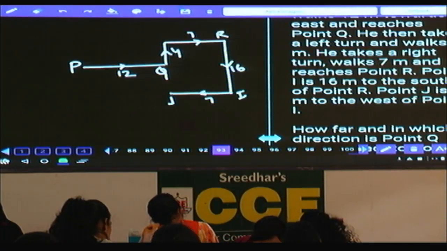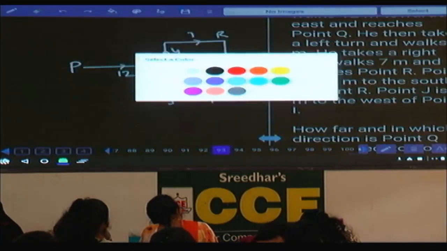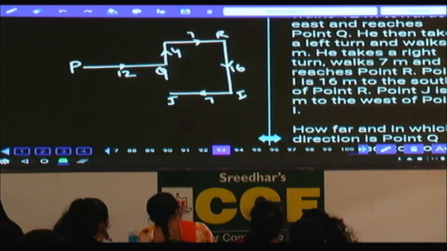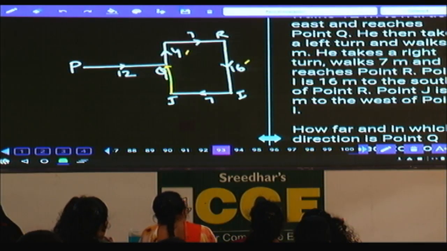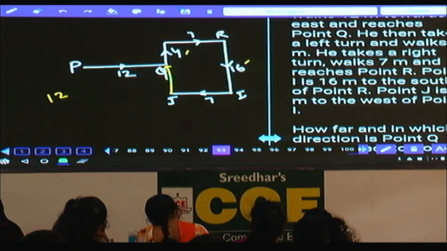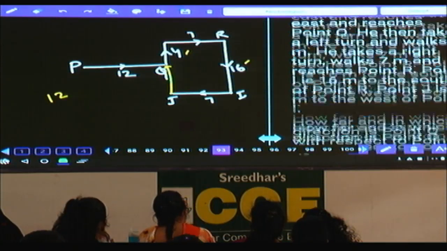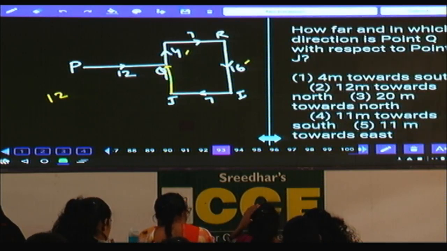Now this will be point J. Now the first question, 93: how far and in which direction is Q with respect to J? Now the difference between Q and J. What is the difference here? Four towards north and 16 towards this one. Then tell me what is the distance we have? 16 minus 4 is 12 meters. 12 meters towards north, that is choice 2.